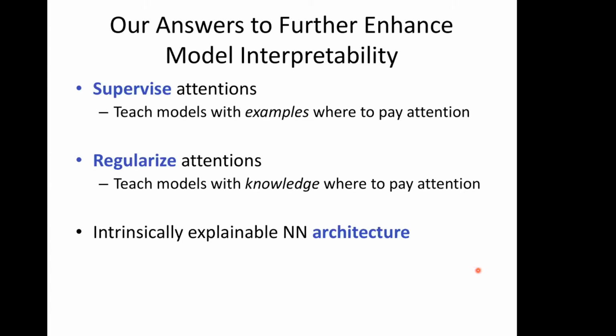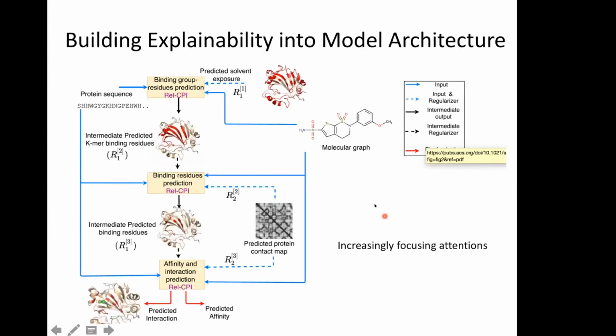And lastly, we also want to build this explainability intrinsically into the neural network architecture. So what we did was a 3-stage gradual focusing. We start with a protein sequence and a molecular graph, and at the beginning, we predict the solvent exposure as initial regularization. So we pay attention first to the predicted surface residues. Then we have the predicted binding chimers built based on our joint attentions, and these earlier attentions will regularize the later attentions. So we gradually shift our attentions from predicted surface to potential binding chimers to potential binding residues and so on. This whole process is trained end to end.